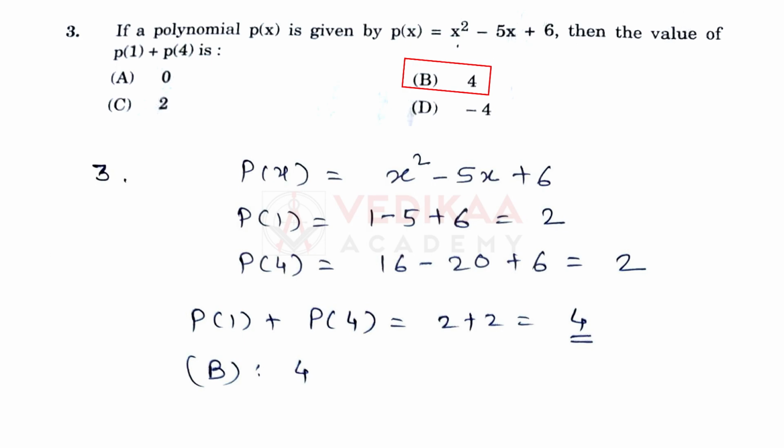Question number 3. One polynomial was given and it is required to calculate the value of p of 1 plus p of 4. Again, it was a very simple question. P of 1 you can calculate by substituting x equal to 1, and it comes out to be 2. P of 4 is equal to 2. So p of 1 plus p of 4 is equal to 4. So the correct option is B, 4.